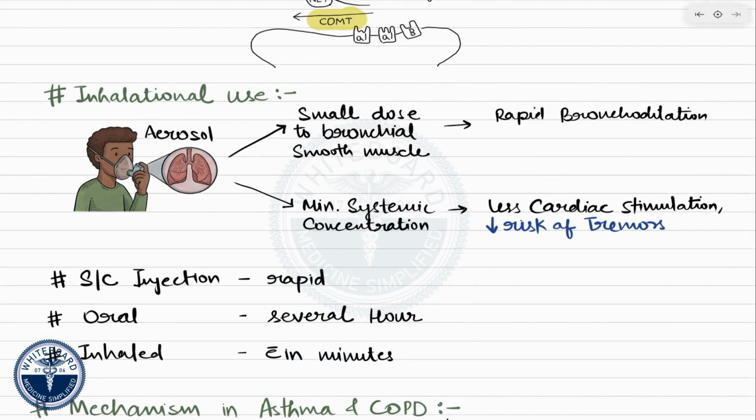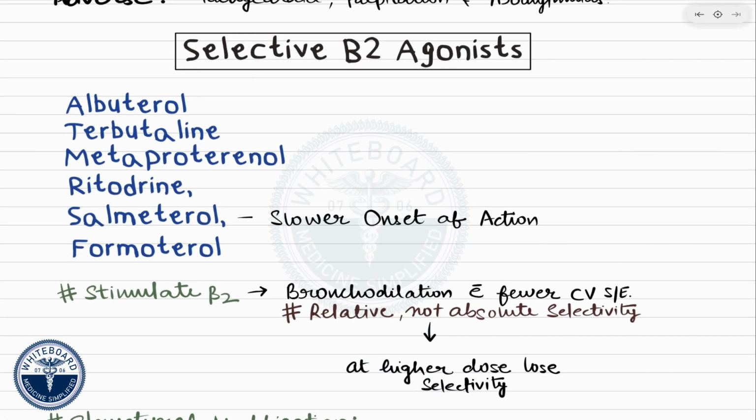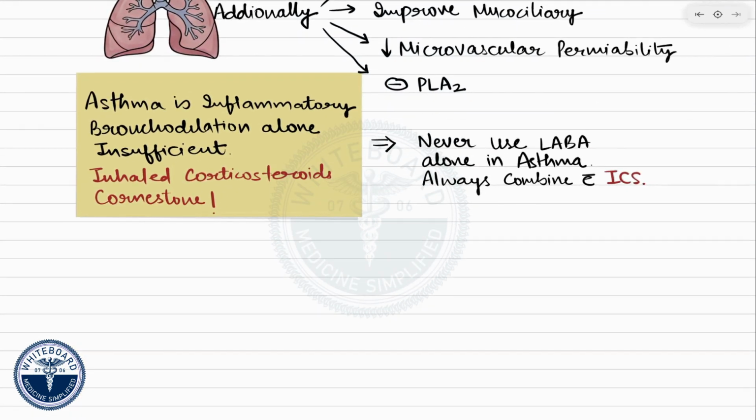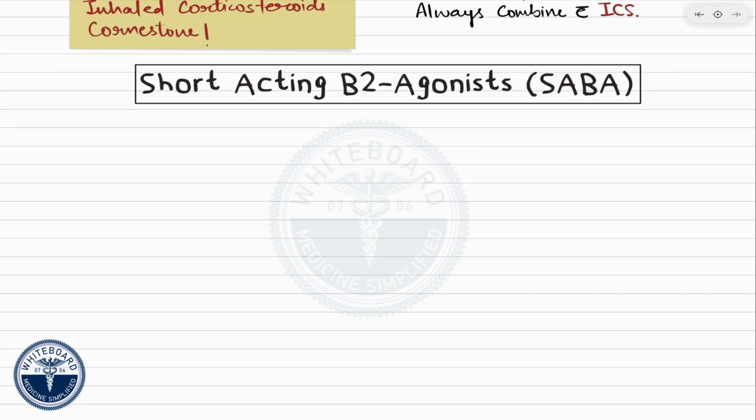Now, among the beta-2 selective adrenergic agonists, Salmeterol and Formoterol are the long-acting beta-2 agonists, whereas Metaproterenol, Albuterol, also known as Salbutamol, Terbutaline, and Ritodrine are short-acting beta-2 agonists. Let's first discuss the short-acting beta-2 agonists, as they are commonly used for the rapid relief of bronchospasm.